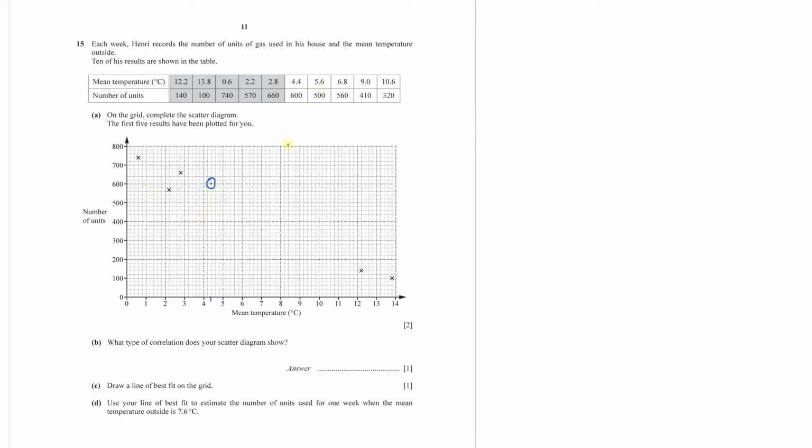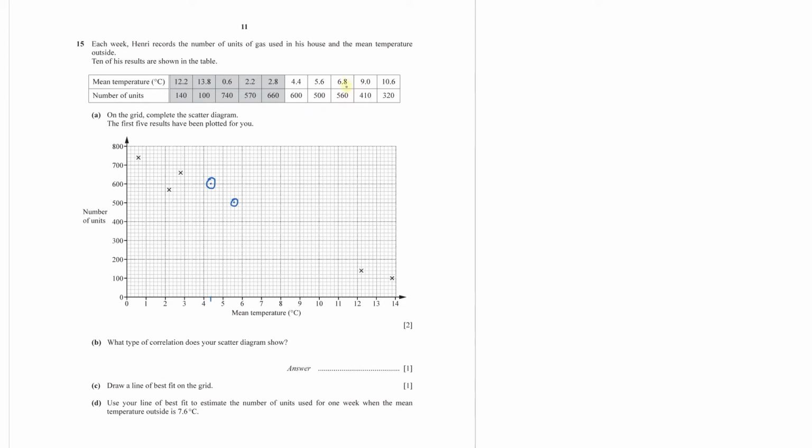The next one is 5.6 and 500. So 500 line is this, 5 line is this. So this is 5 and 600, 5.2, 5.4, and then 5.6. So this will be your 5.6 and 500.